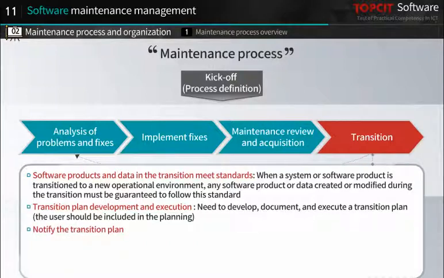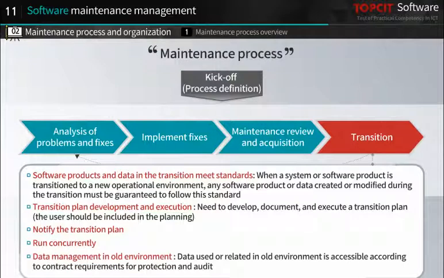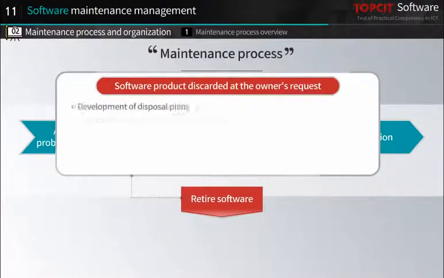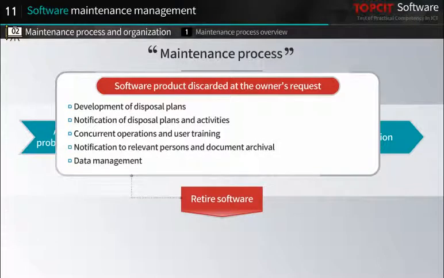And if you have a transition plan, it will notify and run concurrently with your existing system to transit. The data used or related in the old environment is accessible according to contract requirements for protection and audit. In the software disposal phase, the software product is discarded at the owner's request. Thus, the development of disposal plans, notification of disposal plans and activities, concurrent operations and user training, notification to relevant persons and document archival, and data management activities are performed.